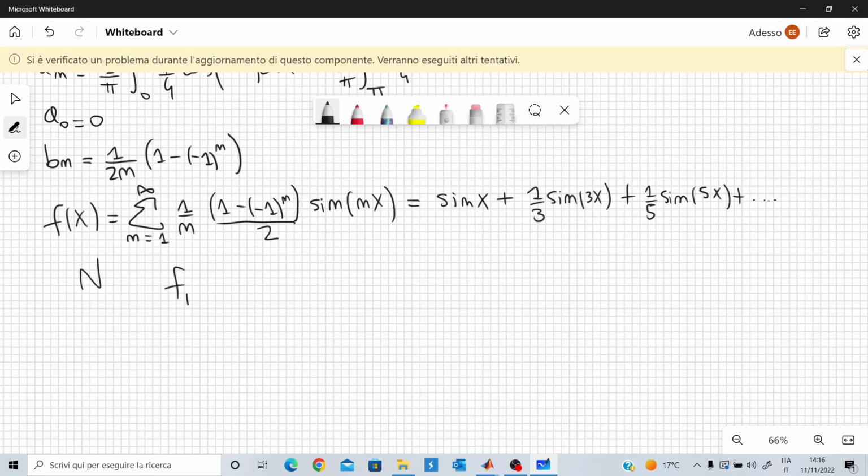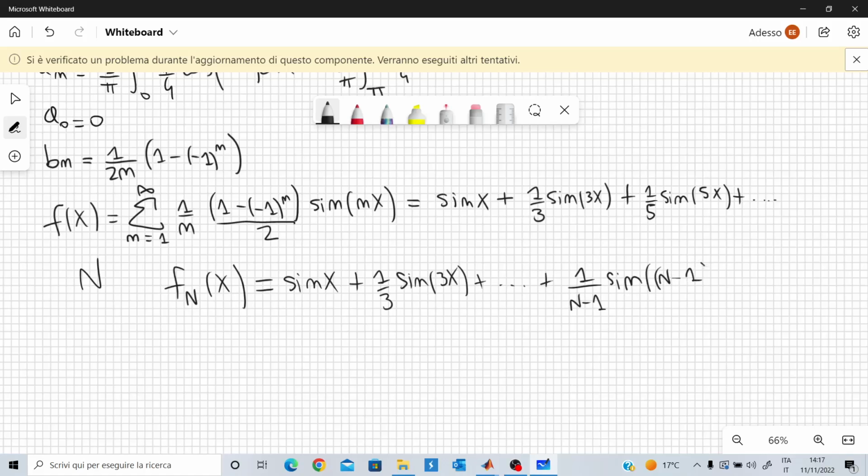And let's call the function f sub N of x. Now, this will be sine of x plus 1 over 3 sine of 3x plus dot dot dot plus 1 over N minus 1 sine of (N minus 1) times x. Here I'm implicitly assuming that N is an even number. Why? Well, because you can see that we are summing N over 2 terms here.